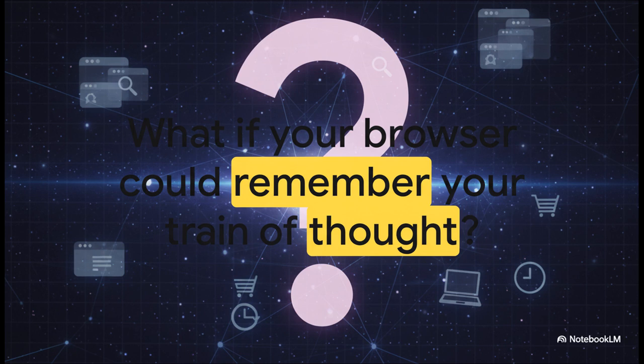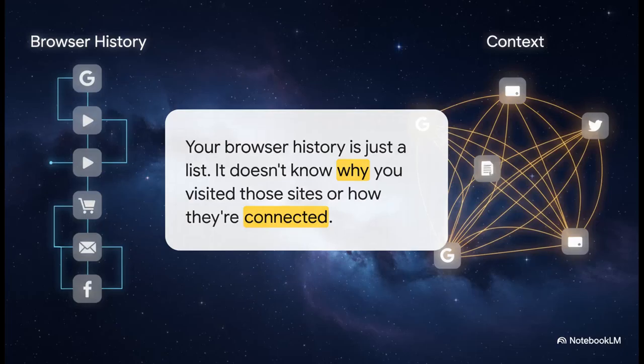Your browser remembers where you were, but it has absolutely no idea what you were thinking or what you were trying to do. And that's really the heart of the problem. Your browser history, it's just a simple list. It's a log in chronological order of the sites you've been to. But it's totally blind to how they're all connected. It doesn't know that Wikipedia page, those 3 product reviews, and that 1 YouTube tutorial were all for the exact same project. To the browser, they're just disconnected dots.